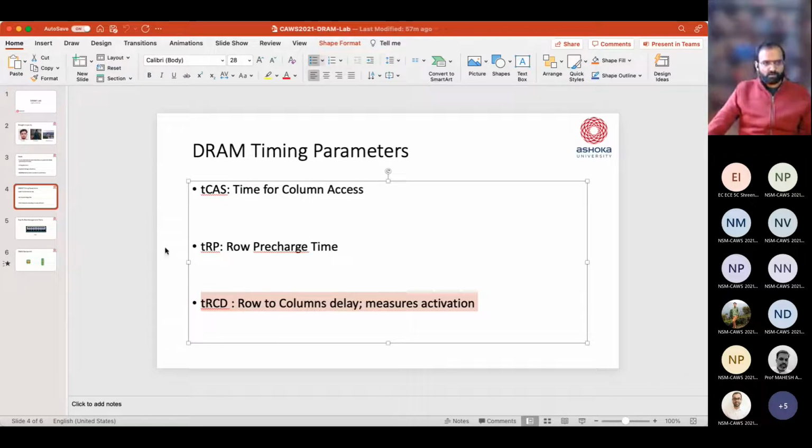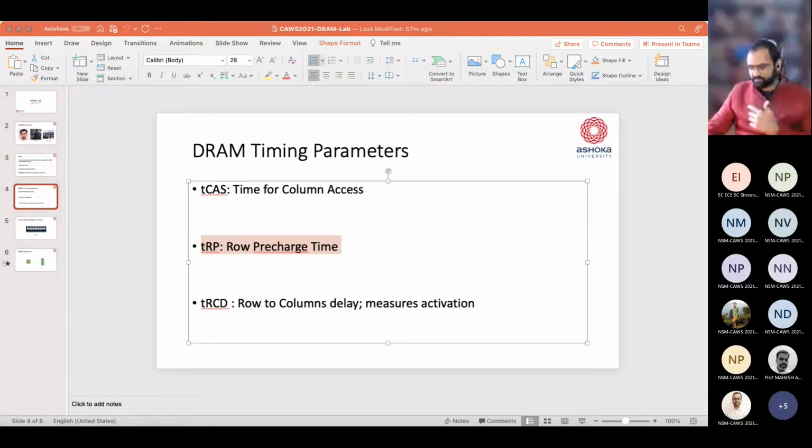Does anybody know why we need a pre-charge time, or why we have this extra element for pre-charge? From an architectural perspective, I'm asking. So you'd have to think a little bit higher above the circuit level of abstraction to some extent. Why would a pre-charge be required, or when is a pre-charge required, rather?